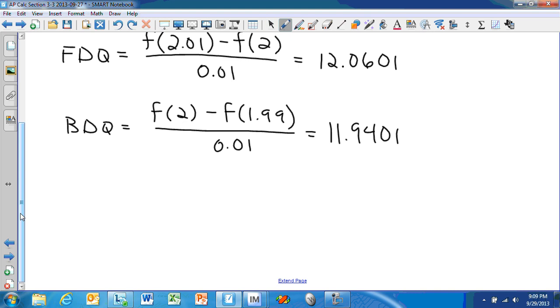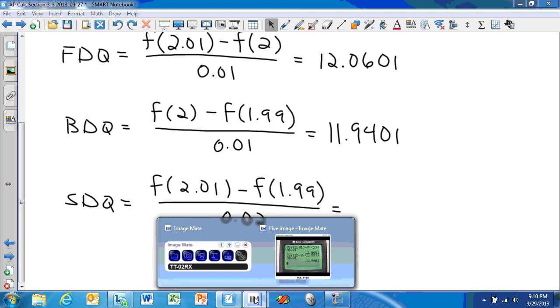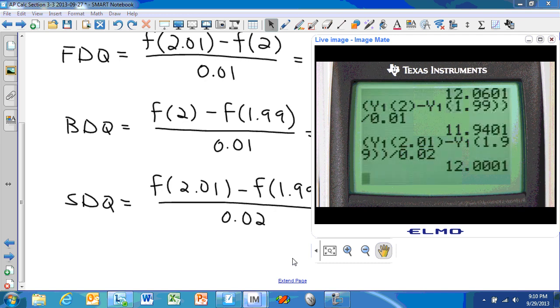And now let's calculate the symmetric difference quotient, which is f of x plus h, that's f of 2.01, minus f of x minus h, that's f of 1.99, divided by 2h, that's 0.02. We're just going to let the calculator crunch all that for us. We've got our formula written down, that's our work, and we let the calculator do the crunching. Just make a couple of changes in our equation and press enter. We get 12.0001.